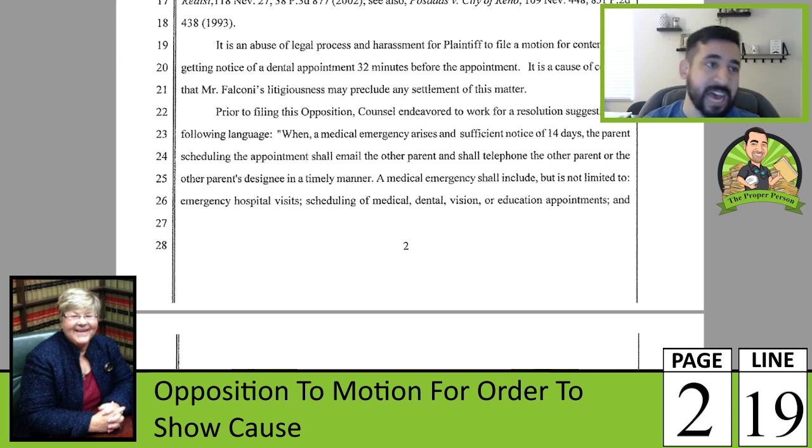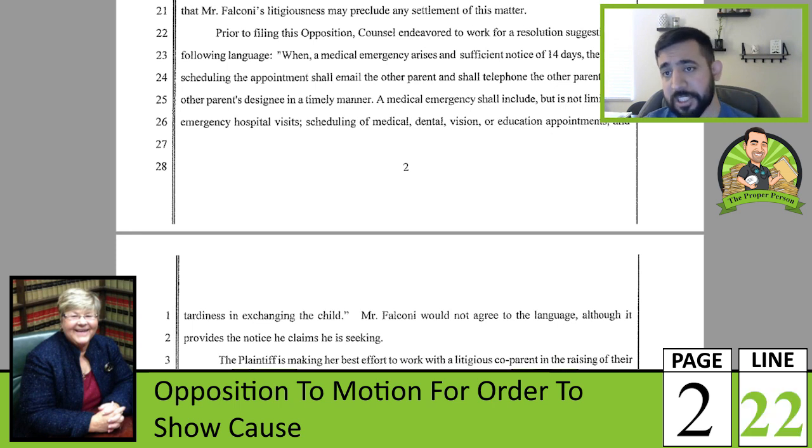It's a basis to, after the fact, recover attorney fees, costs, and special damages for having been subjected to the legal process. So you can't use it to just say, hey, stop everything here. You still have to actually win the actual issue, using whatever supportive defenses or arguments that you have. Prior to filing the opposition, my ex's attorney endeavored to work for a resolution suggesting the following language. So she's talking about things she proposed in other court. This is more deflection. She's just trying to distract the court again.